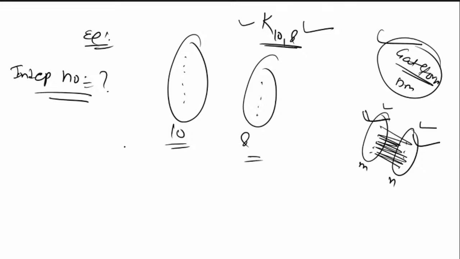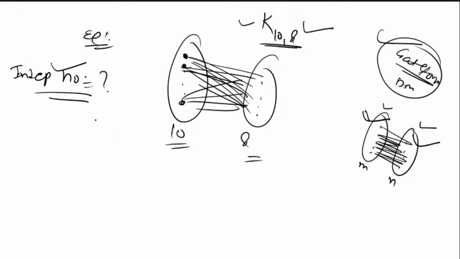So the independence number will be, very easily you can see, every vertex here, like this vertex, is connected to every other vertex. Similarly, this vertex is connected to every other vertex. Similarly, this vertex is connected to every other vertex, and so on. So, the independent set you want: what you can do very easily, you can do like this.